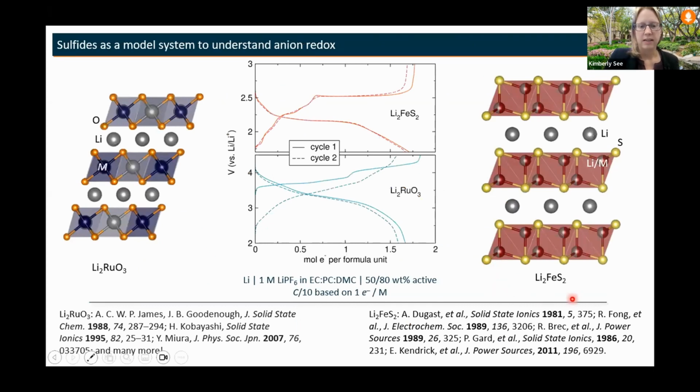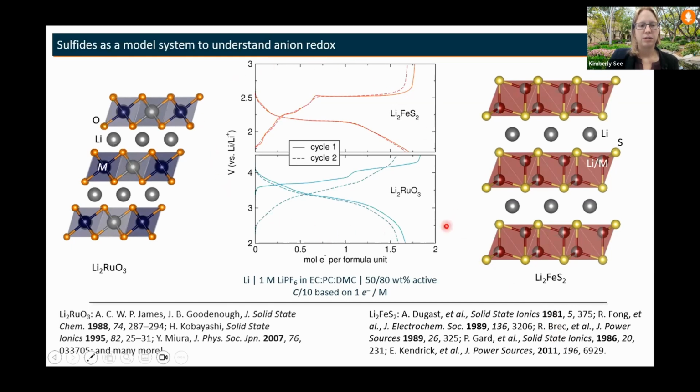One of the reasons is that with sulfides, we can use 3D transition metals and get lithium-rich chemistry. So we can make materials like Li2FeS2. This material has been known for a very long time. I have a selection of citations from the 80s down below. And this material is additionally interesting from a performance perspective because it shows very reversible electrochemistry.